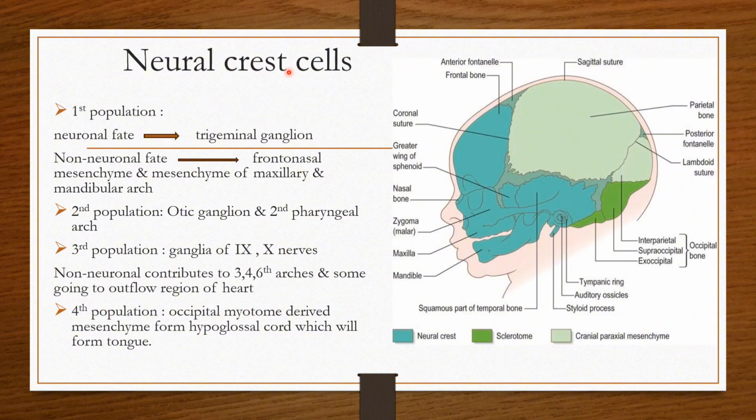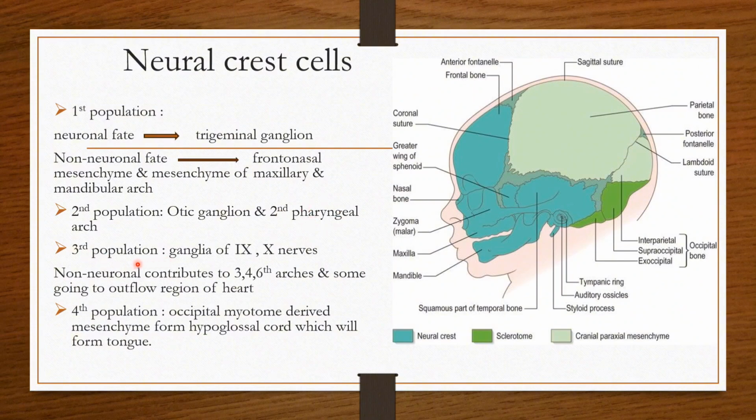So the neural crest cells move from the area of the developing brain in the form of populations. The first population migrates, and it has two fates: either the neuronal fate or the non-neuronal fate. The cells with the neuronal fate will form the trigeminal ganglion, and the cells with the non-neuronal fate will form the frontonasal mesenchyme and the mesenchyme of the maxillary and mandibular regions. Then the second population of the neural crest cells forms the otic ganglion and the mesenchyme of the second pharyngeal arch.